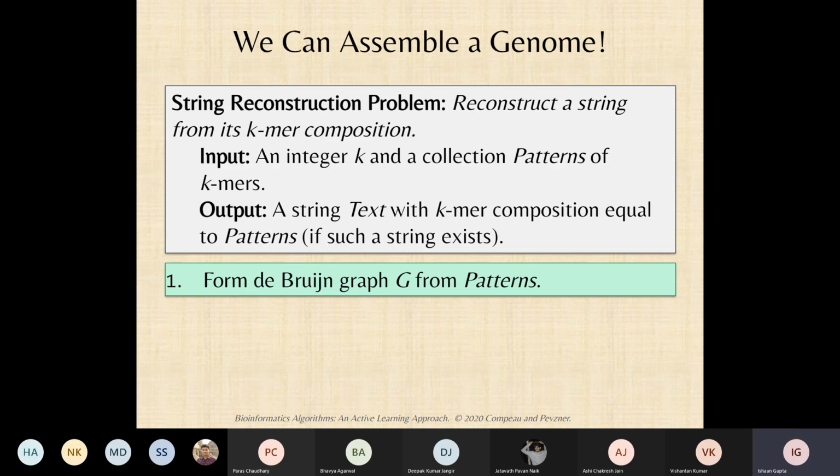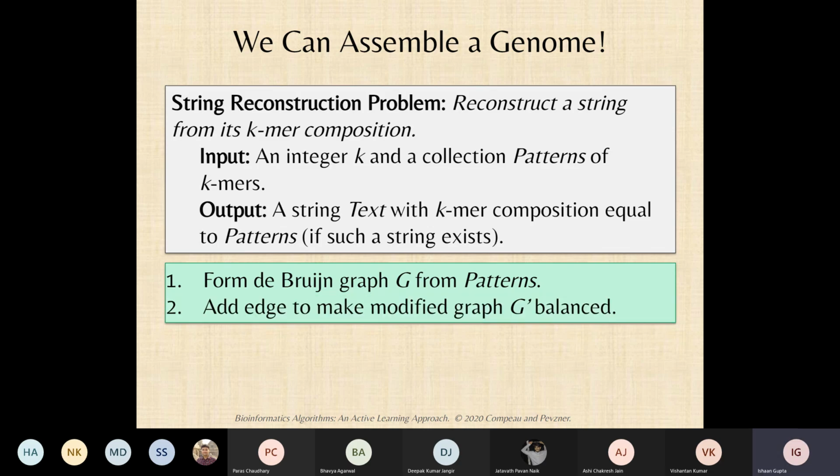So what was the problem? You have been given integers k and a collection of patterns of k-mers, right? And the output is supposed to be the text, which is equal to the k-mer composition of equal to patterns. So the first step is you form the De Bruijn graph from patterns. This was quite clear. You take your patterns, your k-mers, you break them into two nodes connected by the edge. You keep on gluing the nodes until there is nothing else to glue, all the similar nodes. So you will get the De Bruijn graph.